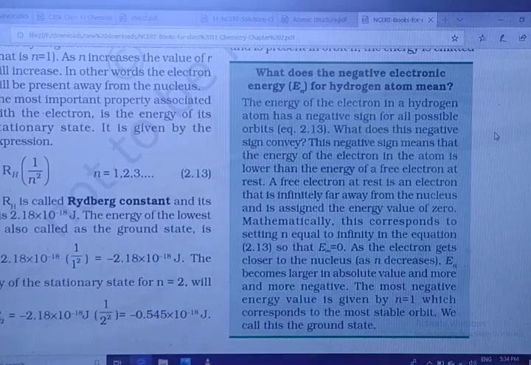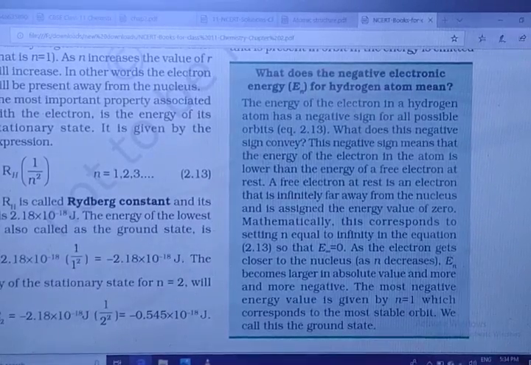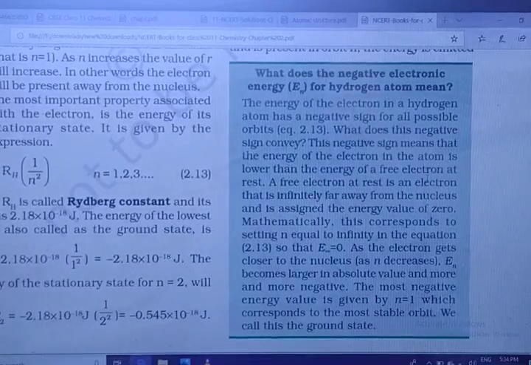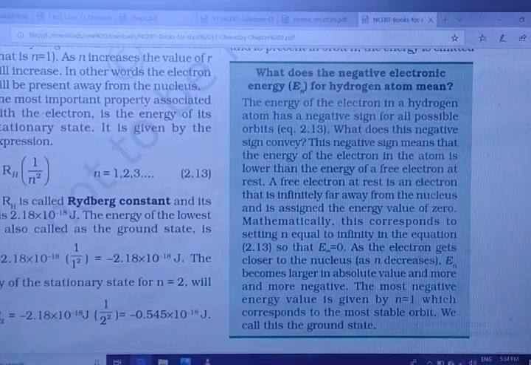So first of all, read this concept. The negative sign means that the energy of the electron in the atom is lower than the energy of a free electron. Lower than the energy of a free electron. What does it mean? Wherever it should be, it is lower than that also. At rest, not stationary, at rest. So a free electron at rest is an electron that is infinitely far away from the nucleus and is assigned the energy value of 0.